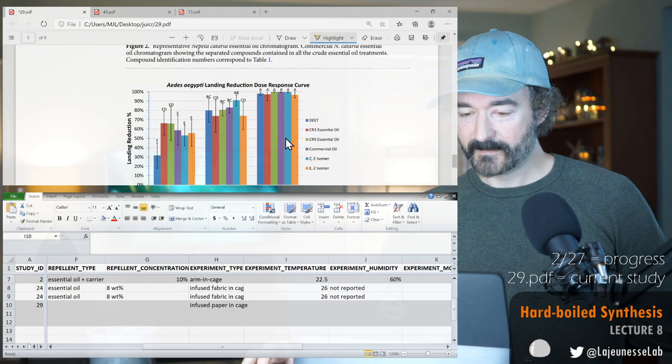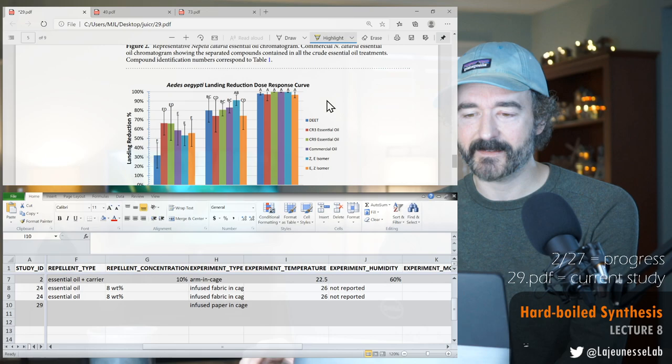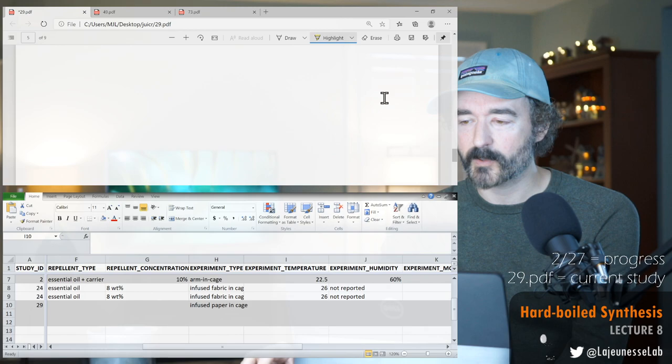If I would extract data from this, the experiment seems too short again. And then there's like a cap to landing reductions after 5 minutes. I'm not too sure why they did it this way. This is not standard practice in determining repellency activity, just to have it such a short time frame.